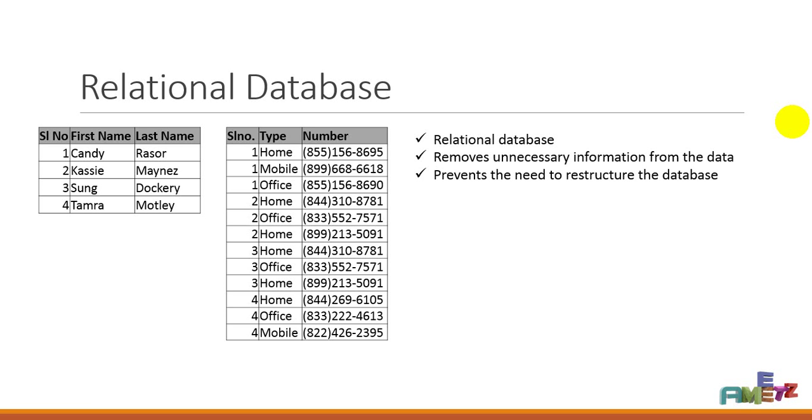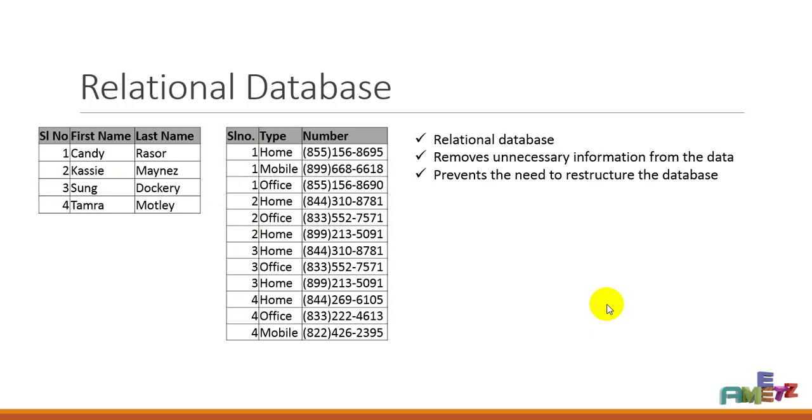So here the relation between these two tables is the serial number. It's like a key. The key generated here for Candy links the mobile number, home number, and office number with 1. So serial number 1 has these 3 numbers, serial number 2 has these 3 numbers, and serial number 3 has 4 numbers.